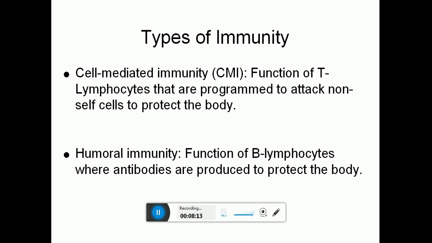The two kinds of immunity that we have, again, we have cell-mediated immunity, and that is the function of the T lymphocytes. And those are made so that they attack the cells on their own. So that's why they're called cell-mediated immunity. B lymphocytes, on the other hand, are responsible for humoral immunity. The B lymphocytes change into plasma cells, and the plasma cells make antibodies, and the antibodies circulate within the blood, hence the name humoral immunity.